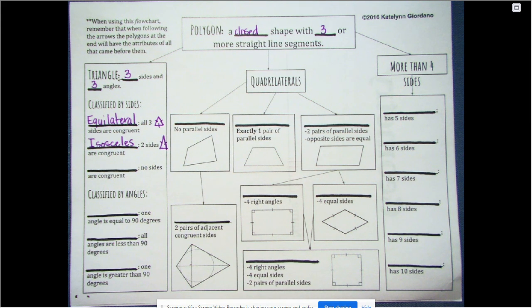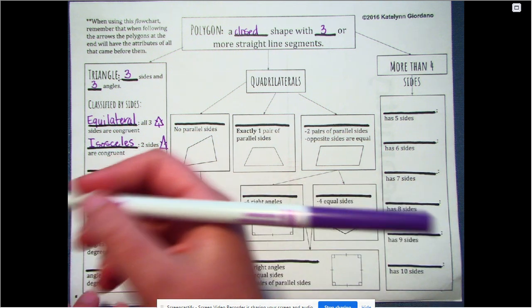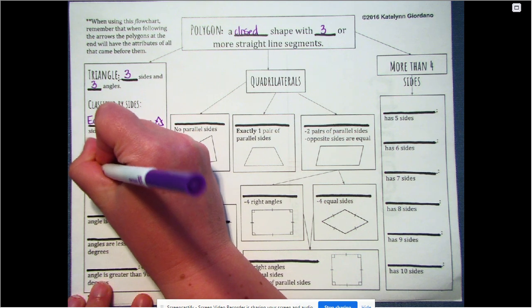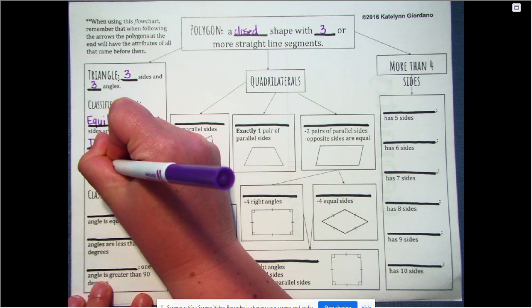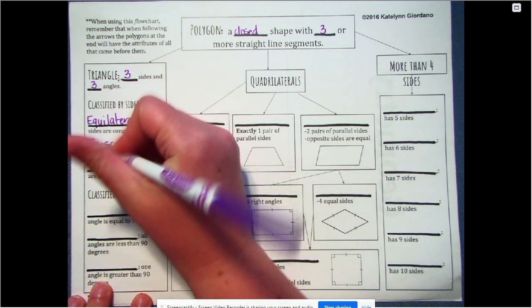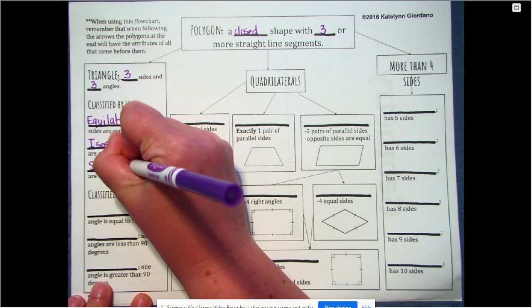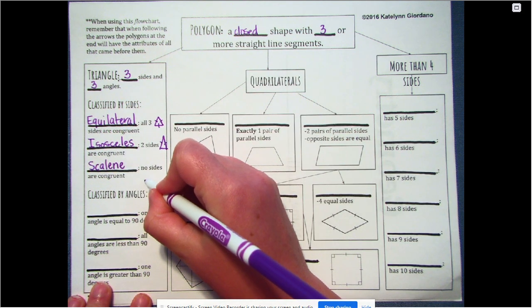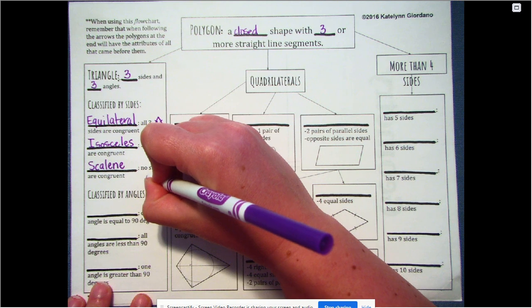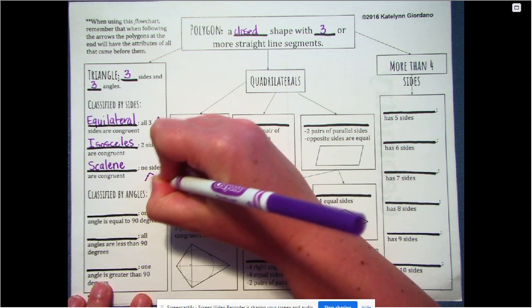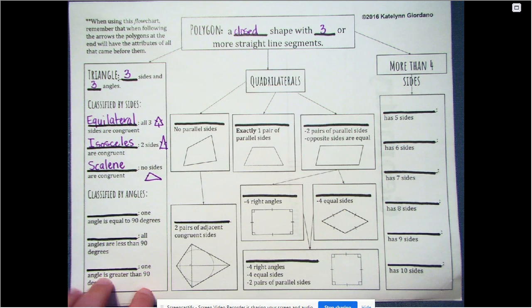And the last type of triangle that we can classify by its sides is when no sides are congruent. This is called a scalene triangle. And that would look something like that. No sides are equal on that triangle.